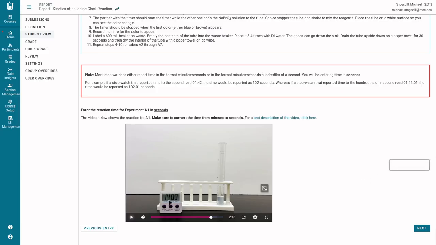So I would do 14 times 60. What is that? 840. Plus 9 seconds, so 849 seconds would be a reasonable value to put in there.